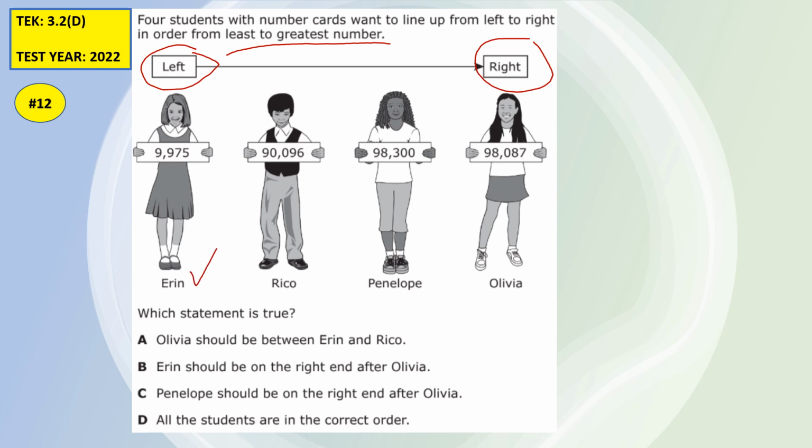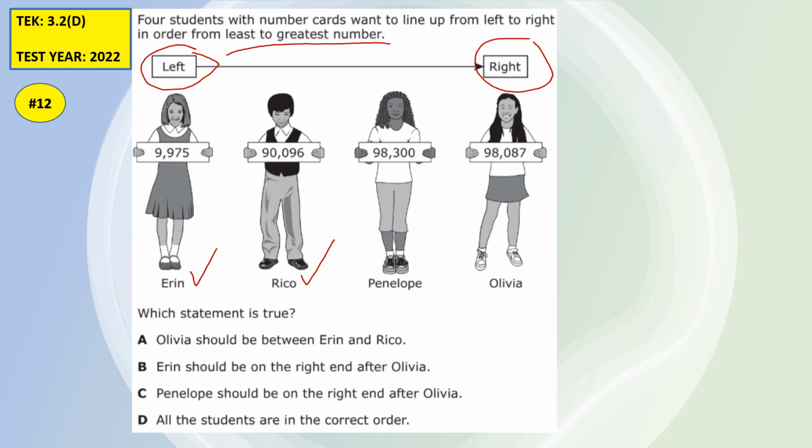Now let's look at the other numbers that are listed here. Rico is holding 90,096. Well, compared to the other two people's numbers, Penelope and Olivia, his number is smaller than theirs. So Rico's in the right place.